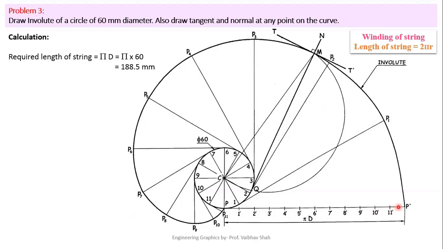So for that, you have to take out your rounder, put your rounder at point 1 dash and take the dimension of 1 dash till P dash on your rounder. Put your rounder at point number 1 on this circle and try to cut this line. You will be having point P1.